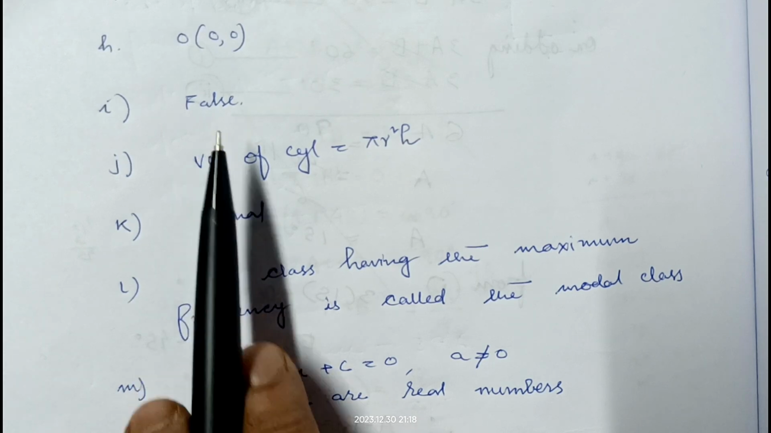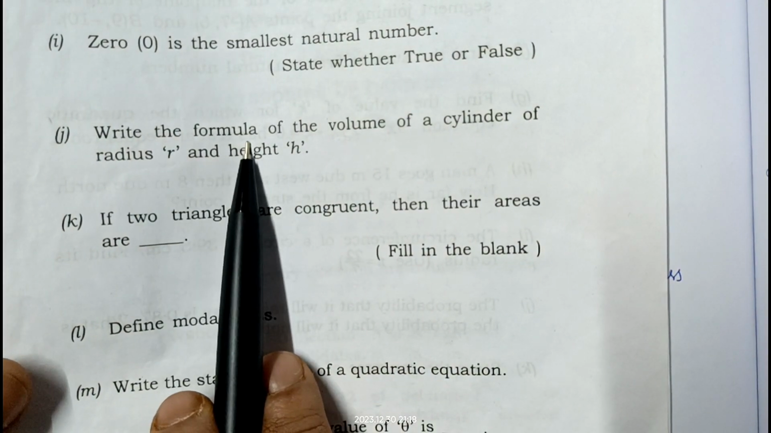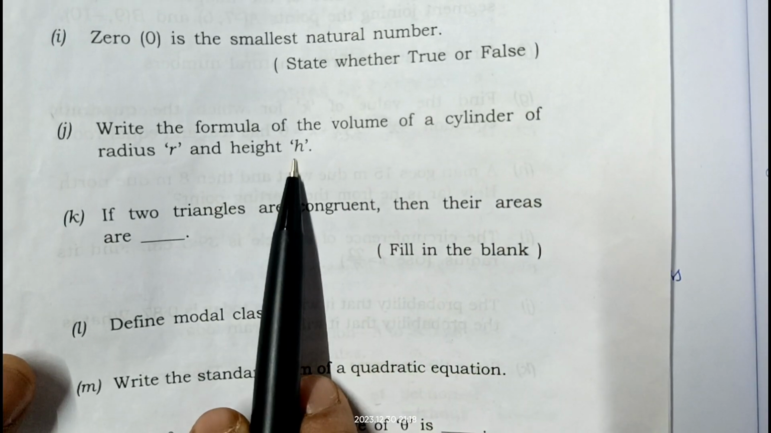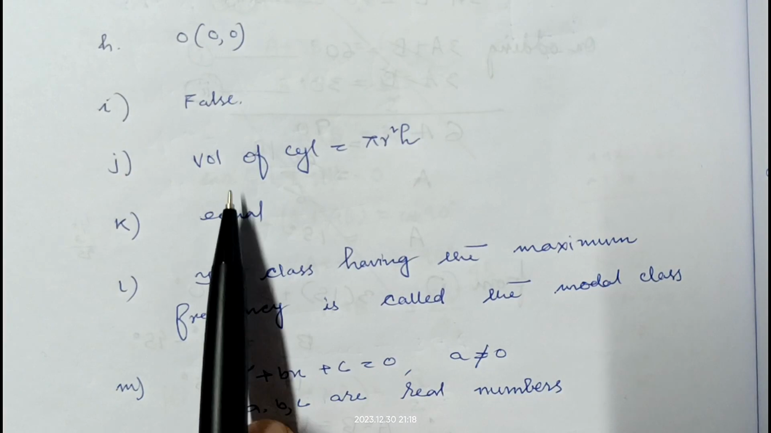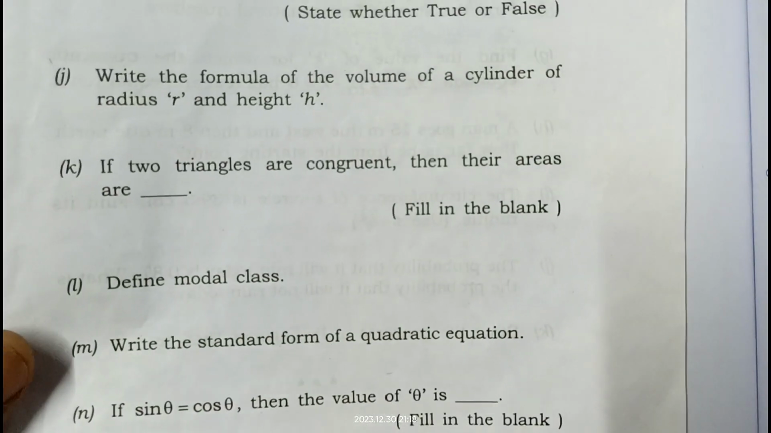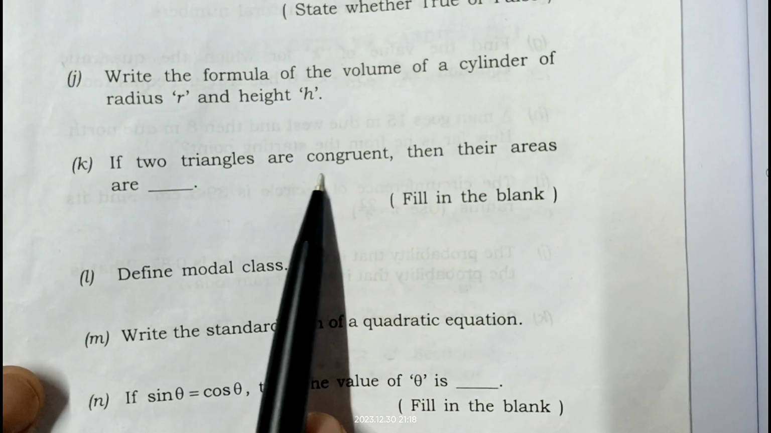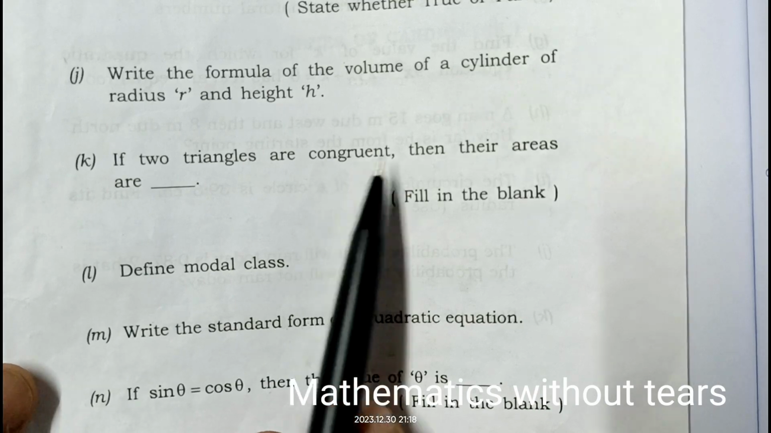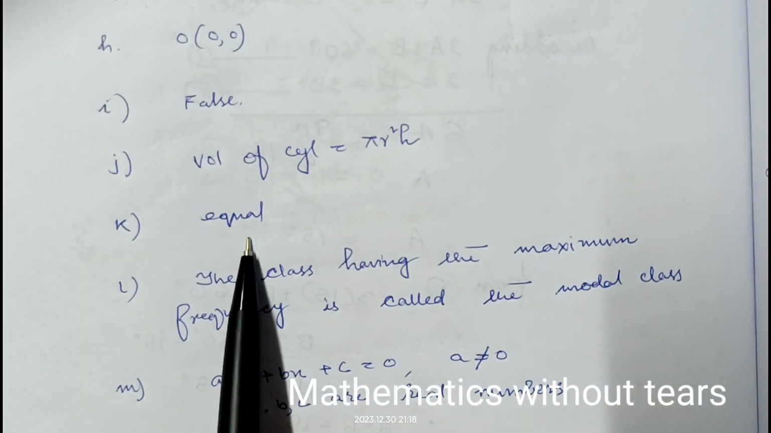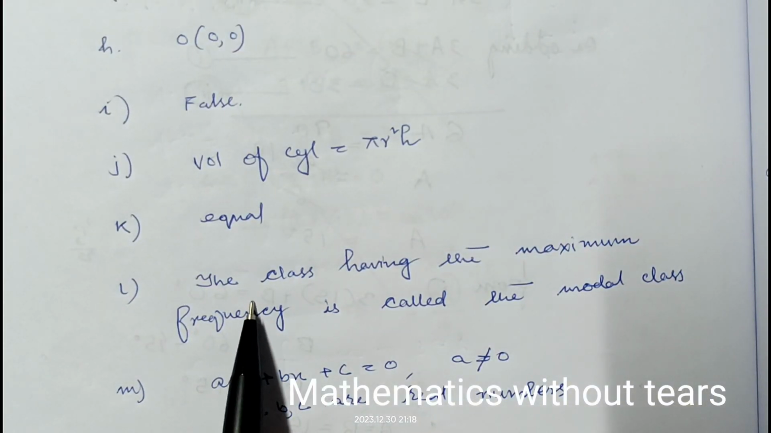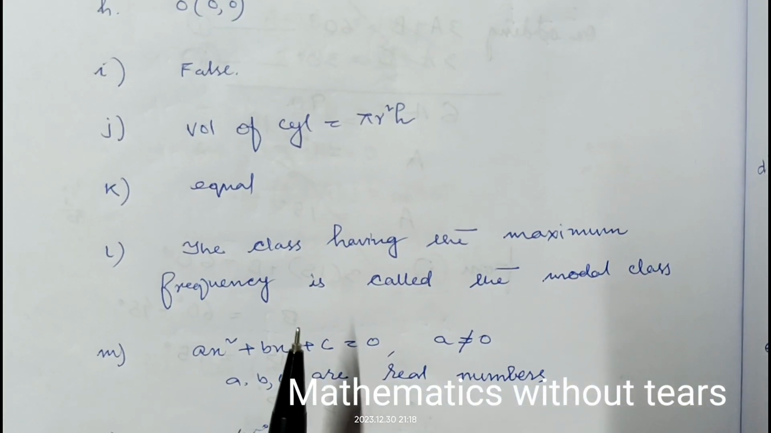So statement is false. Next, it is given, find the formula of the volume of a cylinder of radius r and height h. We know volume of a cylinder is pi r square h. So volume of the cylinder is pi r square into h. Next question is, if two triangles are congruent, then their areas are equal. Since congruent triangles must have equal areas, so it will be equal. Question number K. L, it is given, define model class. The answer is the class having the maximum frequency is called the model class.